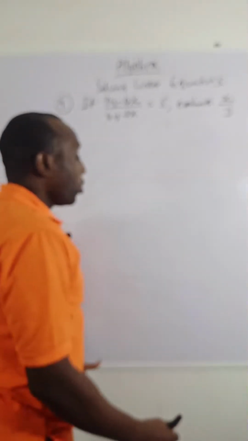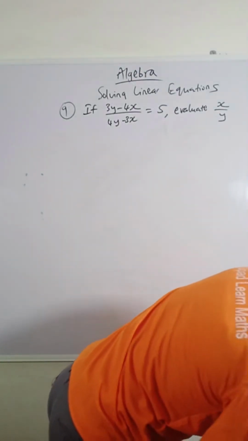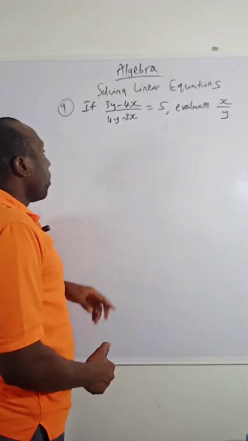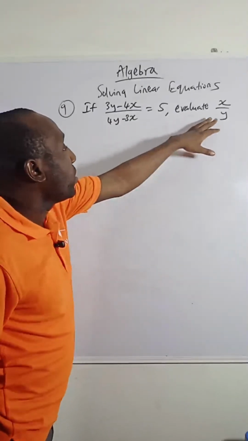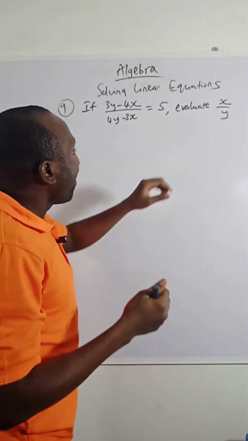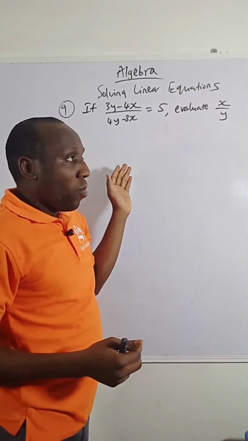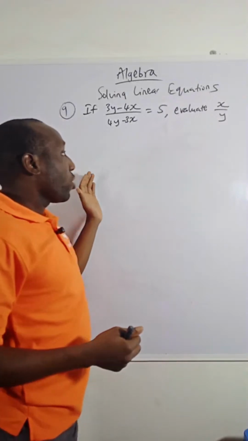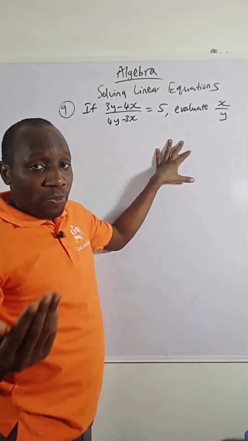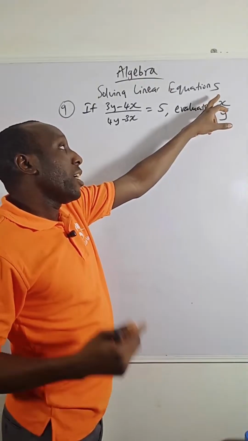Okay, let's do this, everybody. Let's go. 3y minus 4x over 4y minus 3x is equal to 5. Evaluate x over y. So I'm going to solve this, but I will make sure that I have x over y on one side of the equation. Once I'm able to get x over y on one side of the equation, if it's equal to a constant, then that would be the result that you will get for x over y.